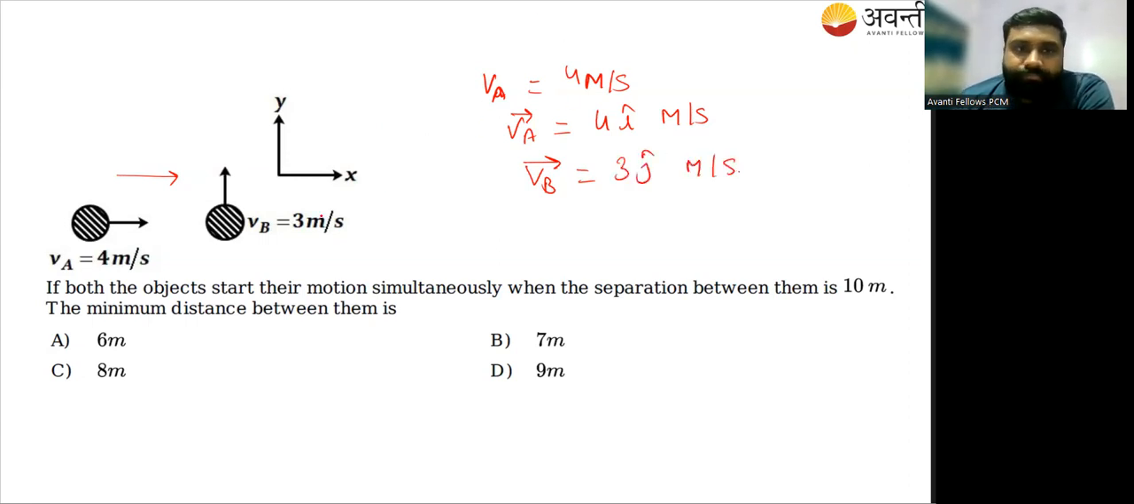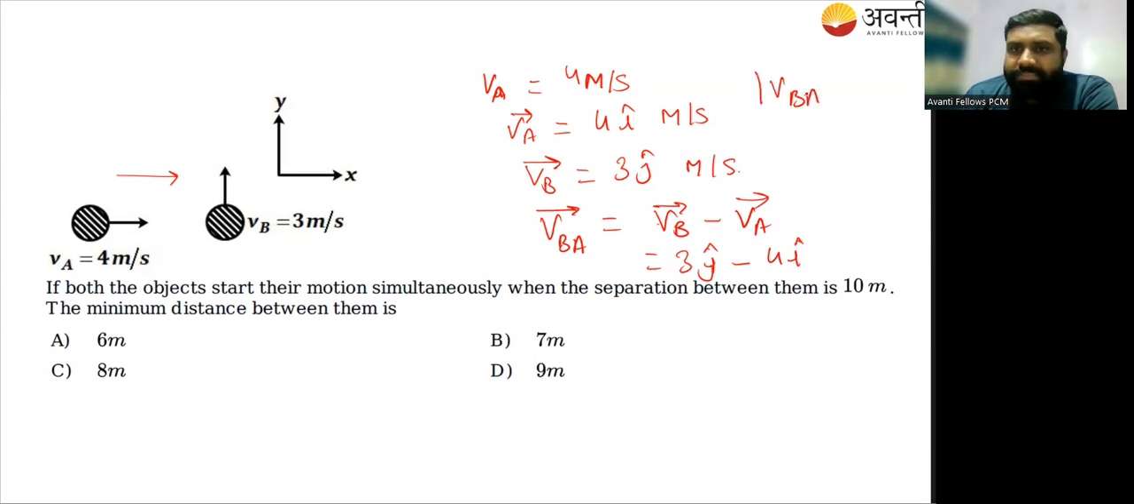Now I want to observe the motion of B with respect to A, so VBA we are interested in. VBA means VB minus VA. This is the formula for relative velocity. Now VB is nothing but 3 J cap and VA is nothing but 4 I cap. The magnitude of the VBA vector is very simple: square root of the squares of both the terms, so it will become 5 meter per second.